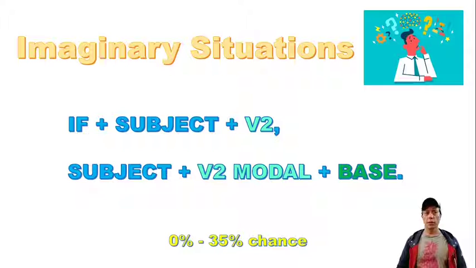If subject V2, that's the cause, subject, a V2 modal with the basic form is the effect. Examples of V2 modals could be could or would. You could also use might or must or should in these second conditionals as well. But remember, the chance of this happening, the chance of the situation happening is very low, 0 to 35%, if you can quantify it, maybe around there, very, very low. Let's have a look at an example.